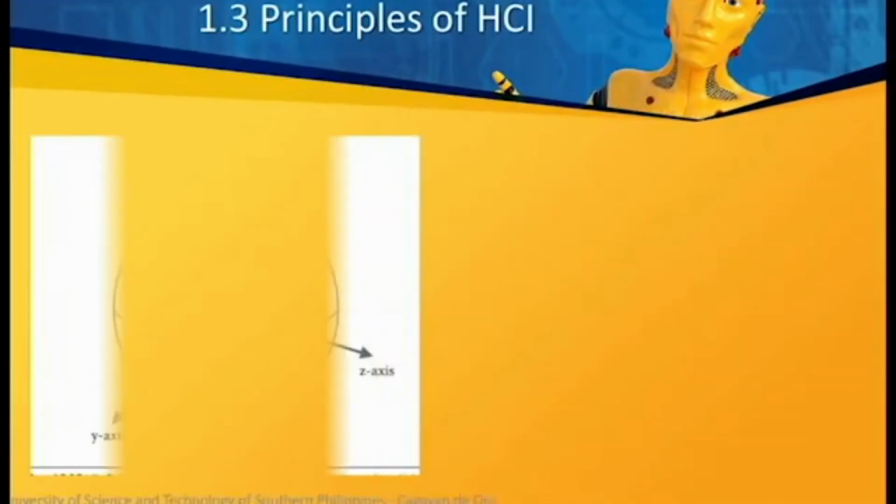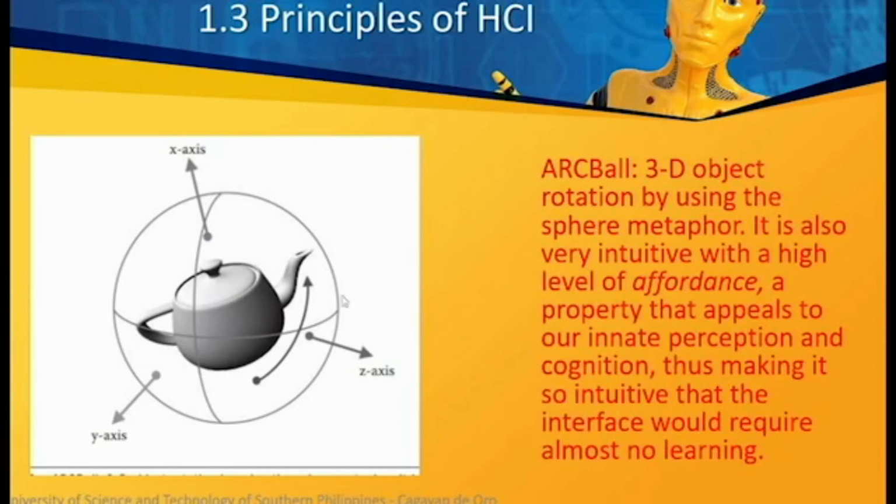For instance, here we have an ARC ball. To rotate it, you have to overlay it with an enclosed sphere, so that the user will just drag on the surface of the sphere to rotate the object inside. You just drag the sphere that you overlaid. That is the concept of metaphor. You are using another symbol, another object, to rotate the ARC ball. So that's the principle of naturalness.